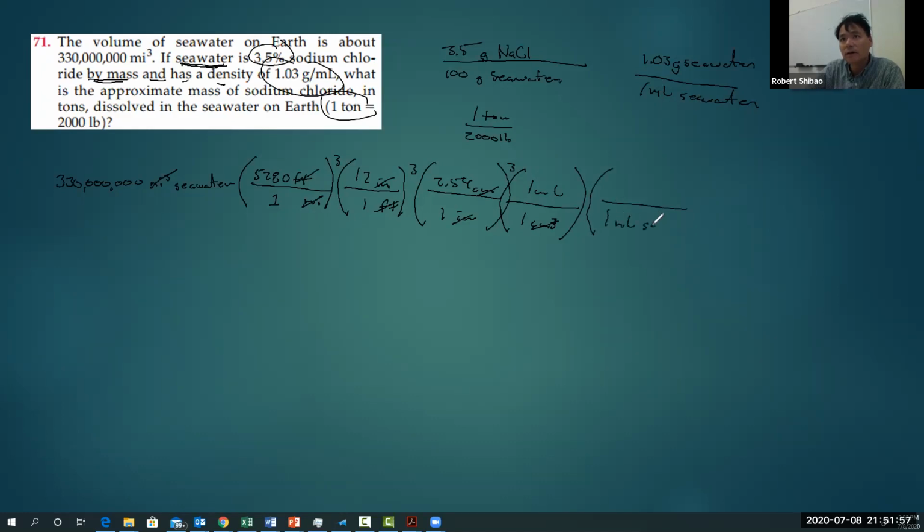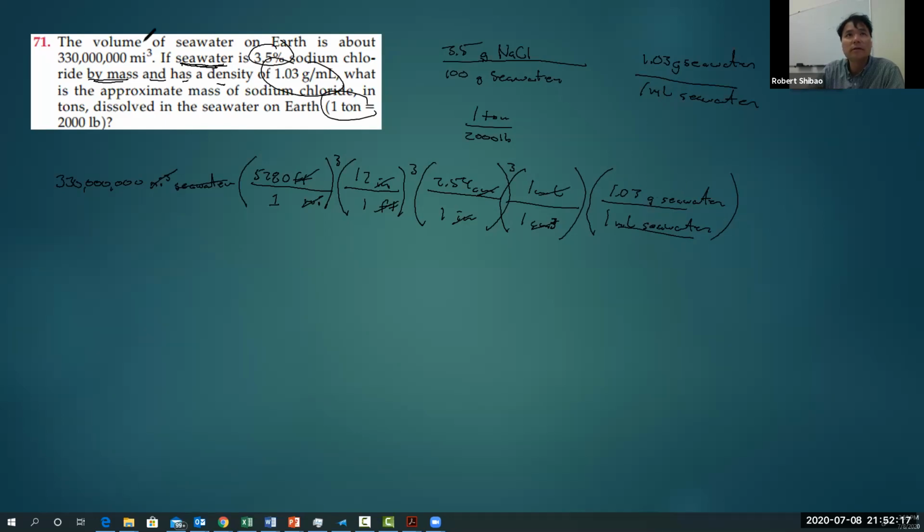1 milliliter of seawater weighs 1.03 grams. So 1.03 grams of seawater here. Like that. And so milliliters of seawater cancel. Milliliters here, seawater there. That leaves me with grams of seawater.